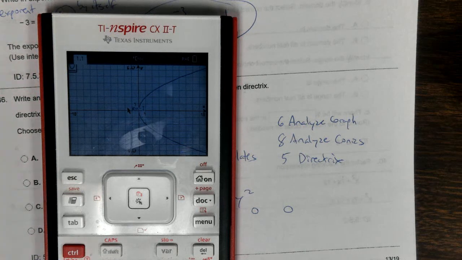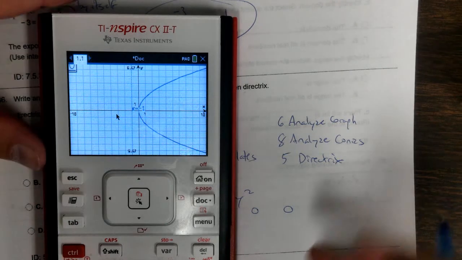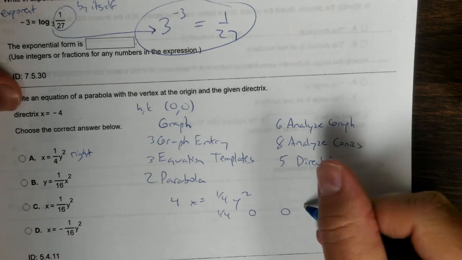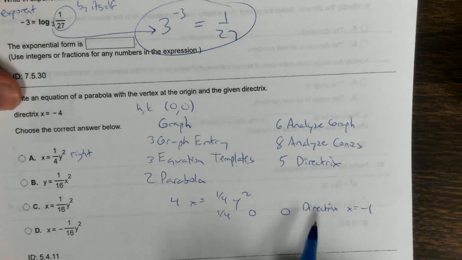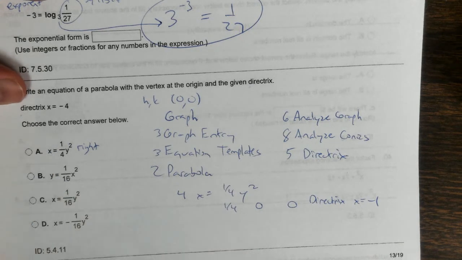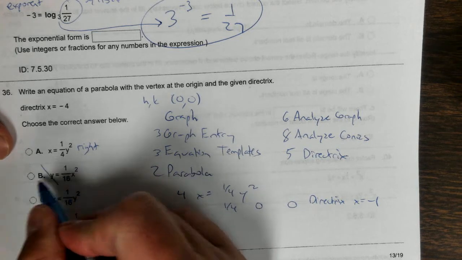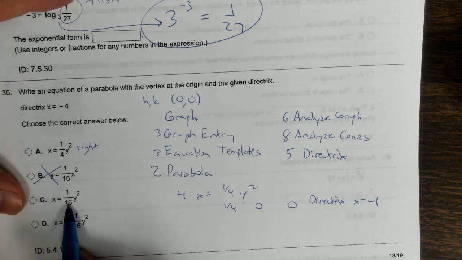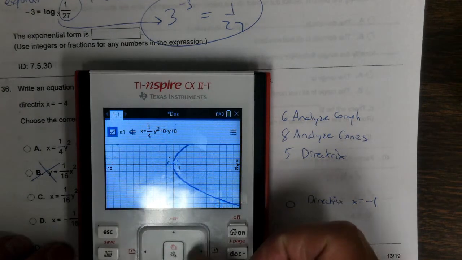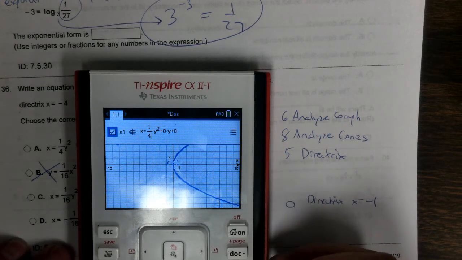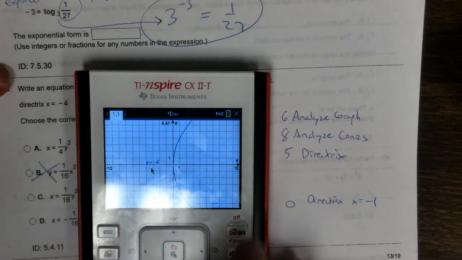Okay, so as I was saying, we found our directrix is x equal -1. What we wanted was -4. So we're on the right path. We know it's not going to be the y equal. Let's try 1/16. So if we go into here and put this as 1/16, then that worked. And it adjusted it to -4.